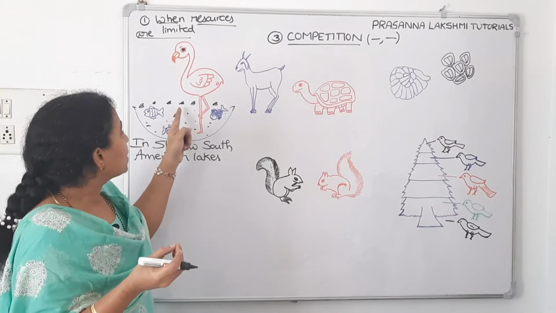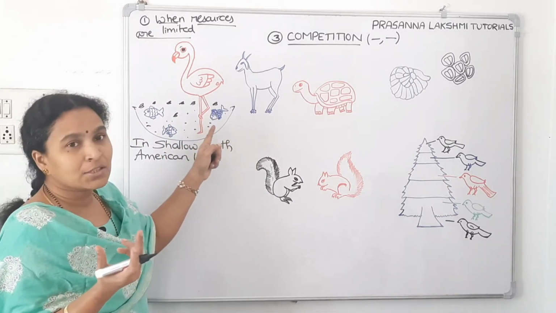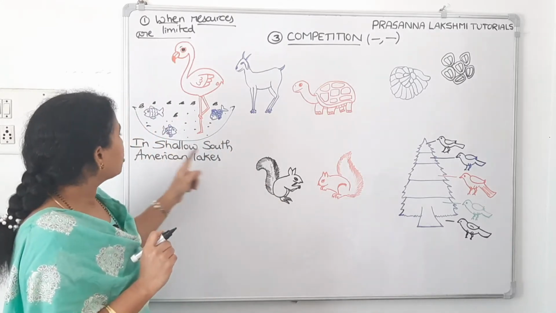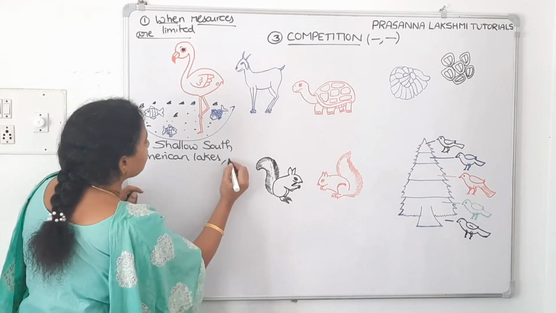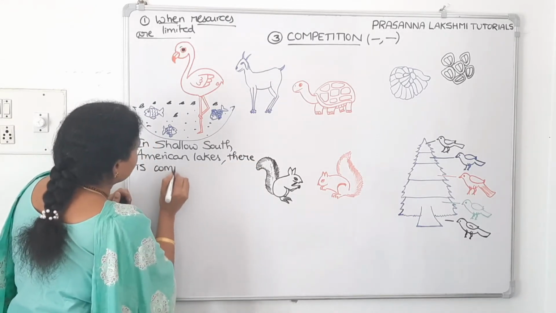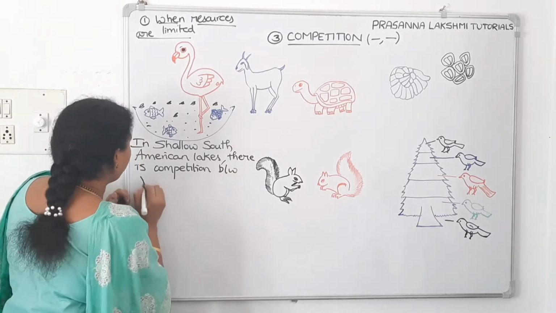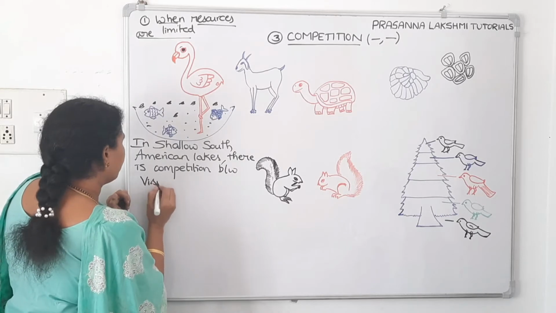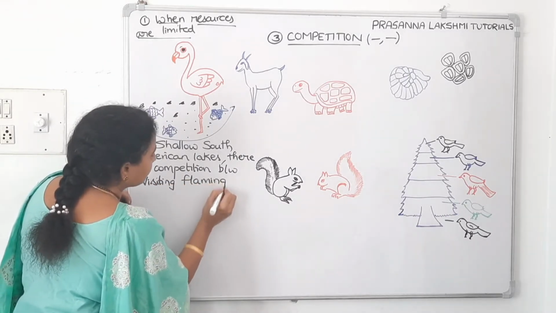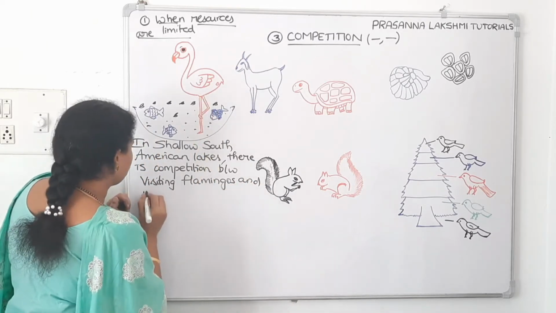Since both their food is the same, it will be limited only. So then there's competition. Whoever is stronger will take the food faster. So in shallow South American lakes, there is competition between the visiting flamingos and the resident fishes.